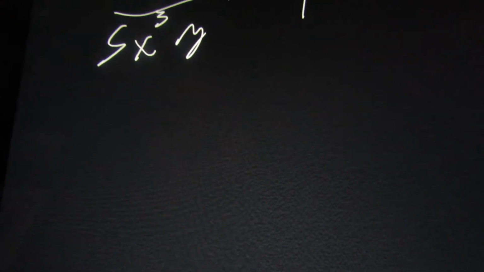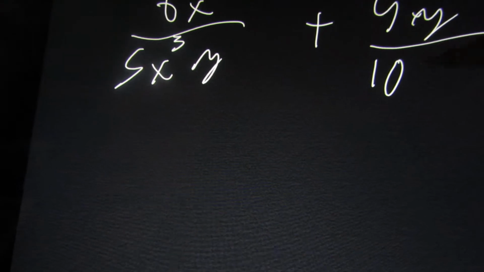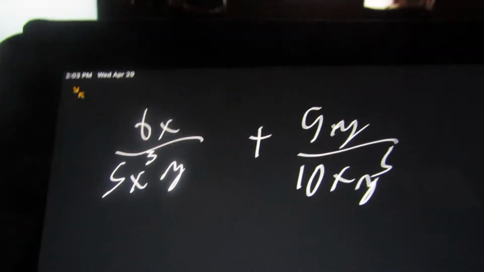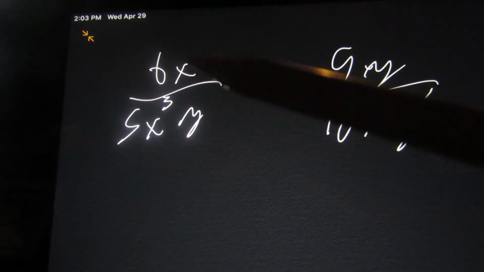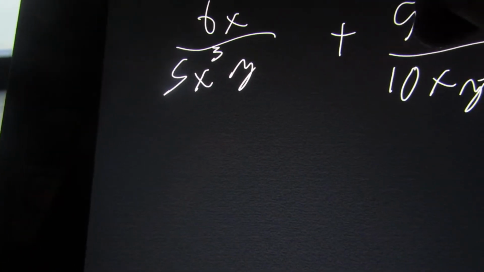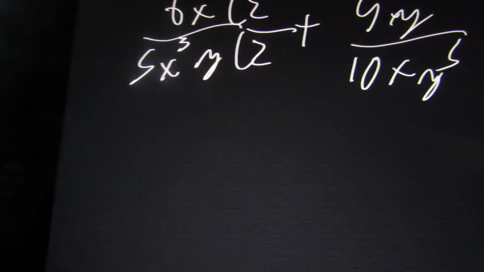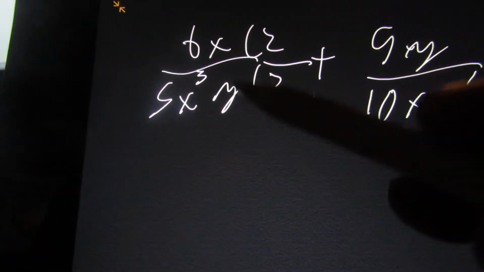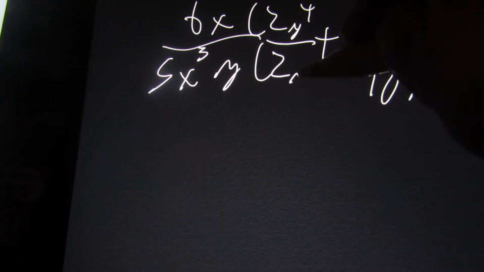So let's say we have 6x over 5x to the 3 y plus 9y over 10x y to the 5. So what do we have in the second one that we don't have in the first one? Well, we have a 10 instead of a 5. That means we need to multiply this one at least by 2 over 2. But we also have 5 y's, but we only have 1 y here, so we need another 4 y's.